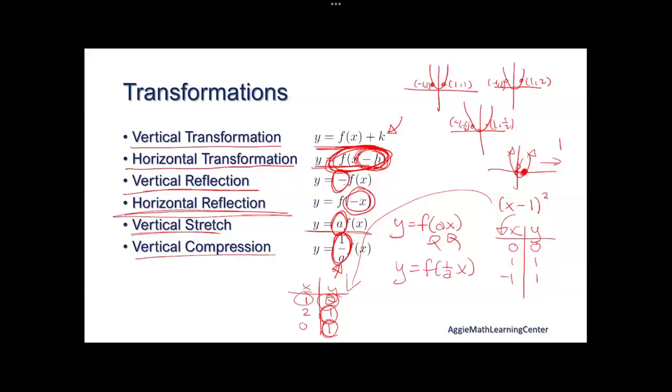Yes. What if you have an A on the outside and on the inside? It's going to affect both. Yeah, if you have an A F of A X. You typically want to do what's affecting the X first. So it's going to compress it horizontally by A, and then it's going to stretch it vertically by A. It's hard to picture unless you use a table, but yes, that's what it's going to do. It's still going to do both of those things. Any other questions?